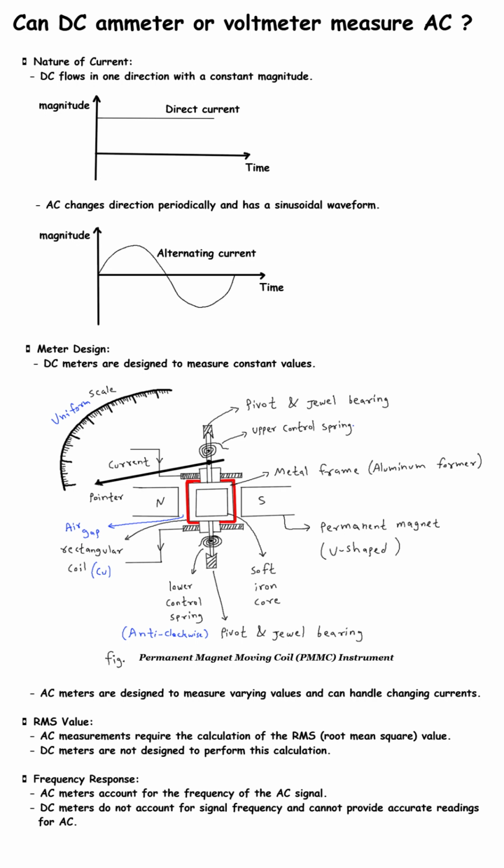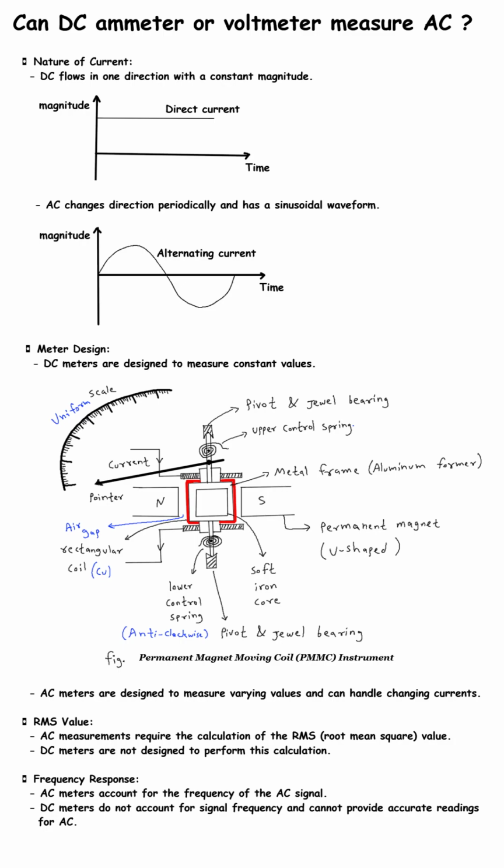This brings us to an important point: AC measurement requires calculating the RMS value. RMS, or root mean square, is a special method used to calculate the effective value of alternating current or voltage. It tells us how much AC would produce the same heating effect as a certain amount of DC. But DC meters are not built to perform this calculation. They simply show the average or peak value of a steady current, and they are not intelligent enough to calculate RMS values automatically. In contrast, AC meters are specially designed to measure varying values and handle continuous changes in direction and amplitude. They include circuitry or design features that can measure the true RMS value of AC.